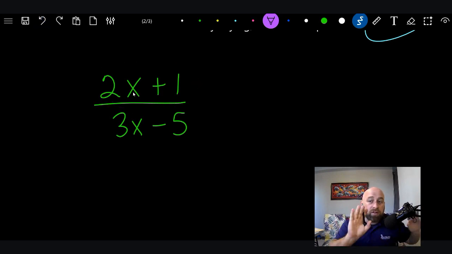We're going to leave the numerator alone. 0 can be in the numerator. We're going to talk about that in just a second, but 0 can be in the numerator. But we're just going to leave the numerator alone for a second, so just don't touch that.